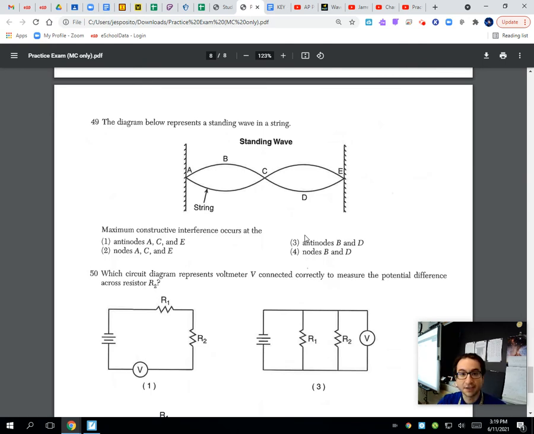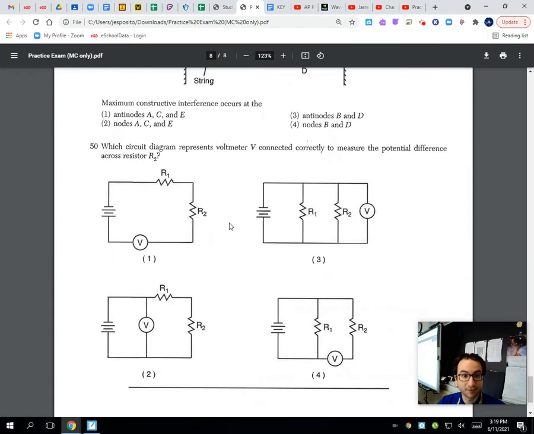But the pattern it's making is one where there's always constructive interference at these antinodes at points B and D, and there's always maximum destructive interference at the nodes. That's A, C, and E. So I just gave you the answer with that statement. Constructive interference at the antinodes, and those are locations B and D. So this question is asking us to understand what the nodes and antinodes look like, and also which ones correlate to the maximum interference pattern. So choice 3 is the choice we want here.